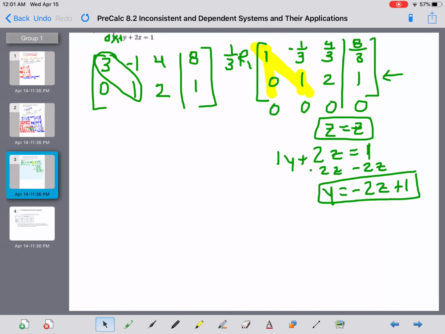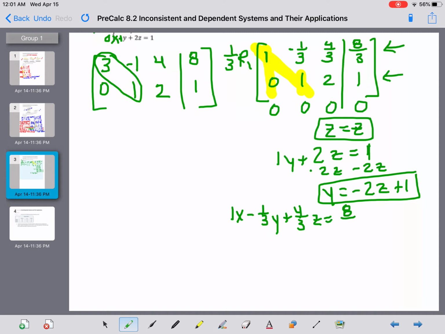So I'm going to go to that top line. Again, not super pretty, but it is going to work out. Just trust me on this. So I have 1x minus 1/3 y plus 4/3 z equals 8/3. Now, if you're like me, I don't really like to work with those fractions. So quick reminder, multiply the whole equation by your denominator, which looks like it's going to be 3, and we'll make this look a lot prettier faster.